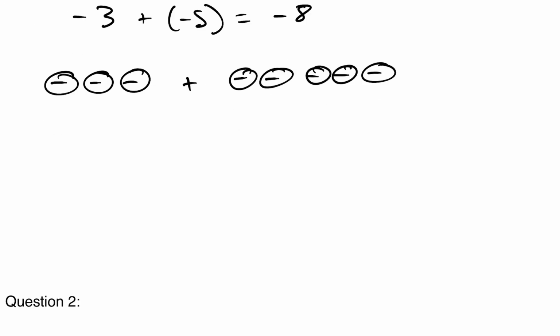Now let's try the other type of problem. For the first type of problem, it's when our two signs are the same. The second type of problem is when our signs are different. So say the teacher were to ask you 7 plus -4. How would you solve this?